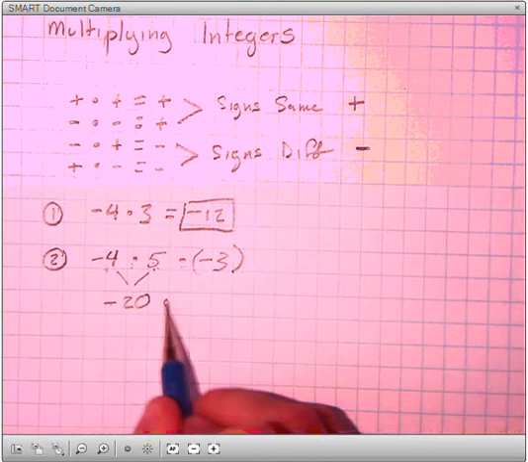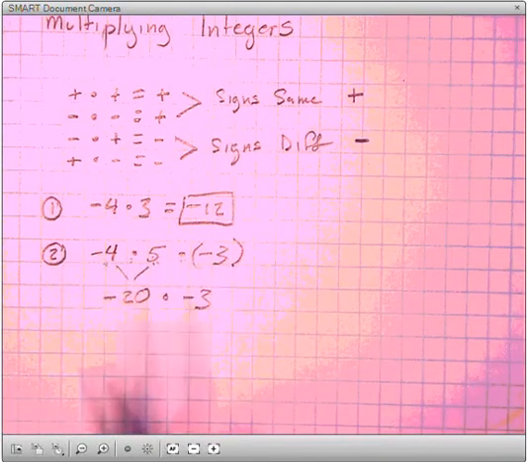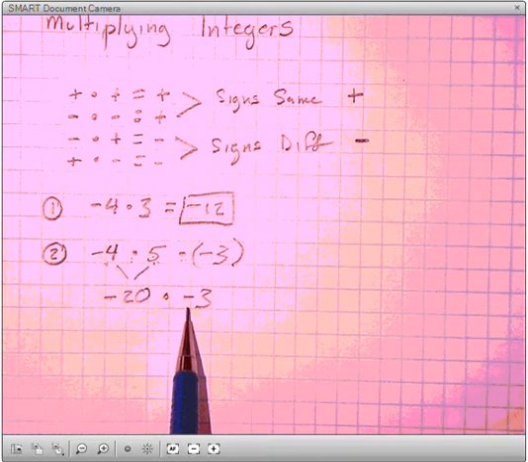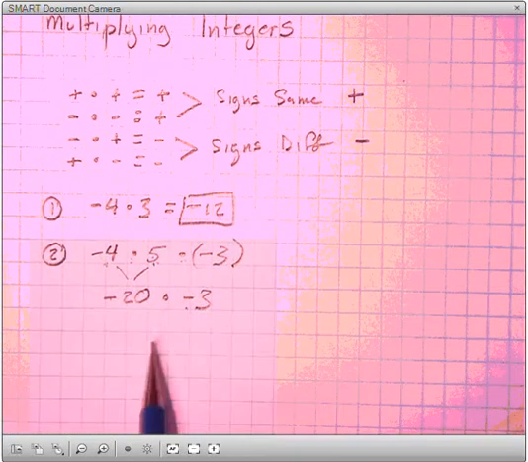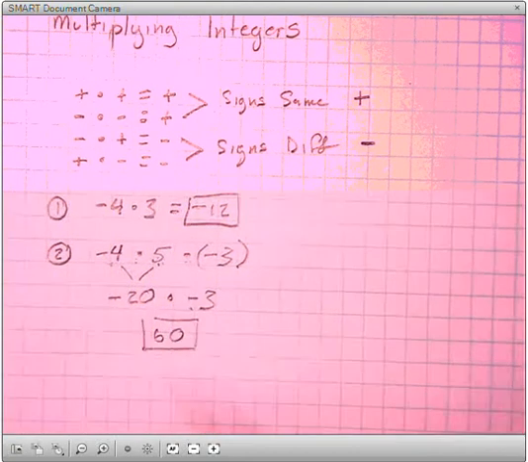Now we have to carry down the negative 3. Negative times a negative, is our answer going to be positive or negative? It's going to be positive. 20 times 3 gives us 60. So your answer there is a positive 60.